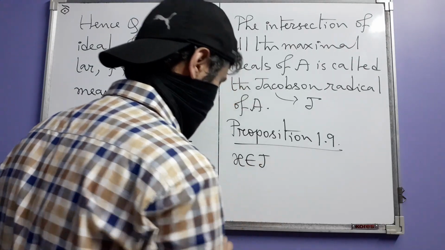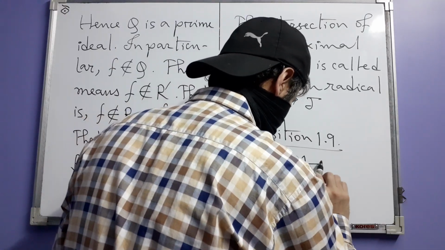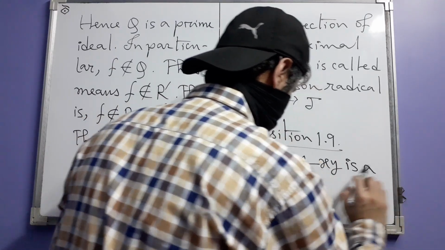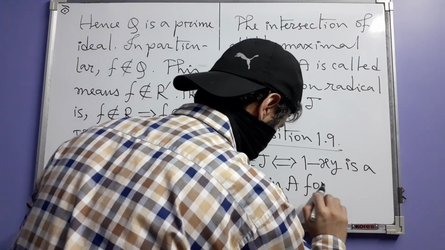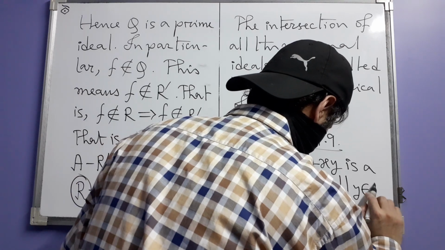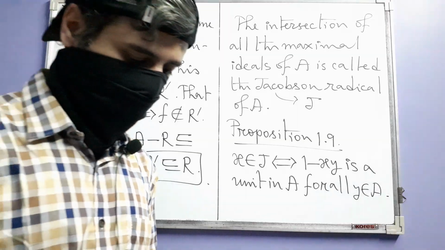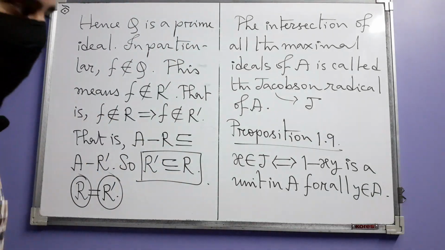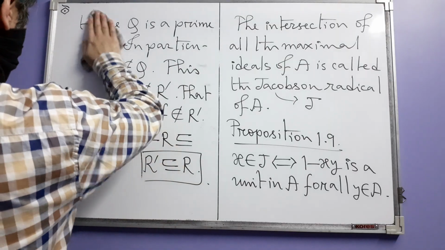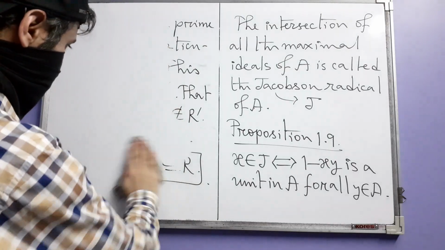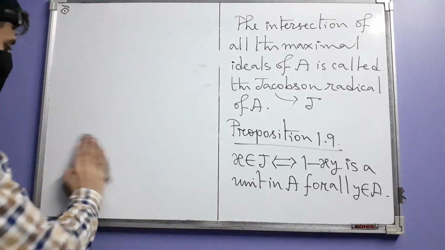x is an element in the Jacobson radical if and only if 1 minus xy is a unit in A for all elements y in A. Okay, an element of A, x, will be in the Jacobson radical if and only if the elements 1 minus xy are all units, and y is any element of the ring A. That is a very stringent condition.